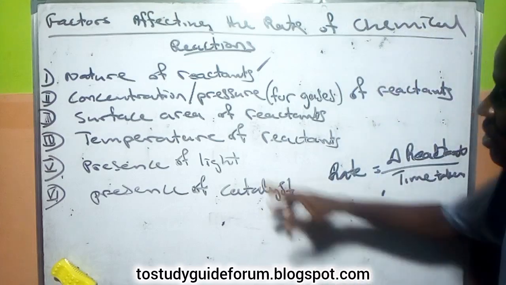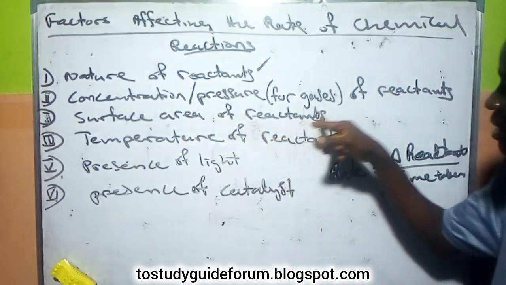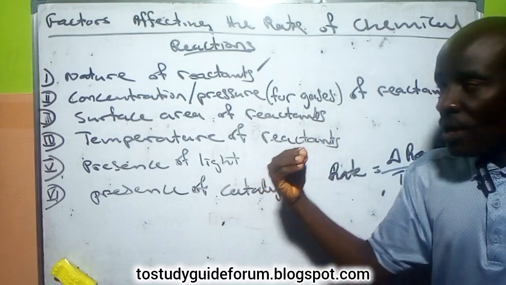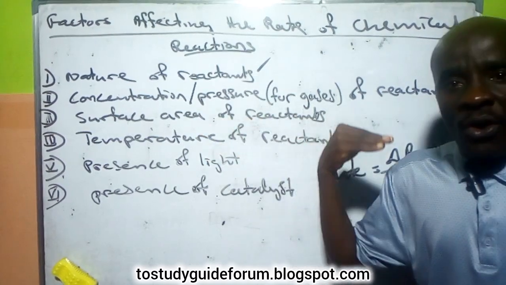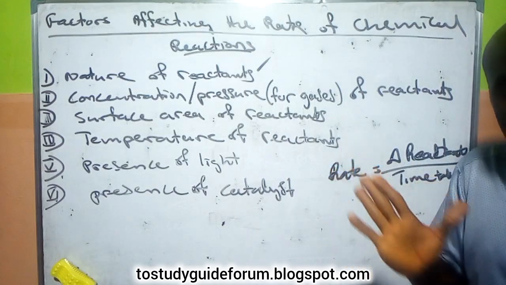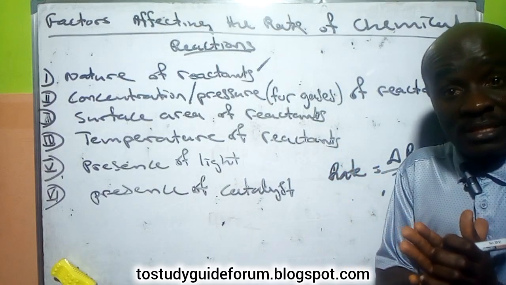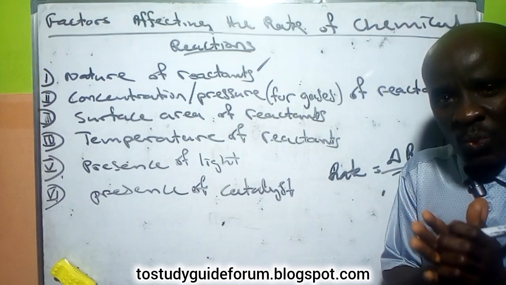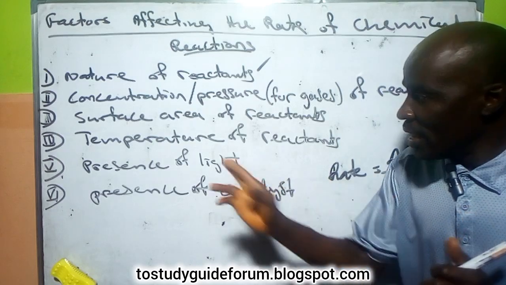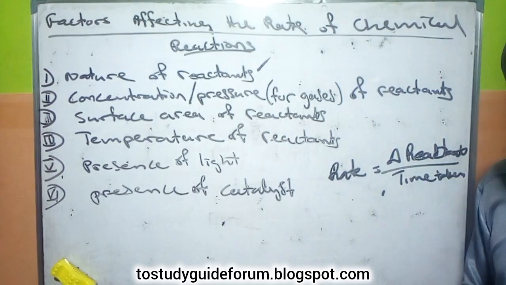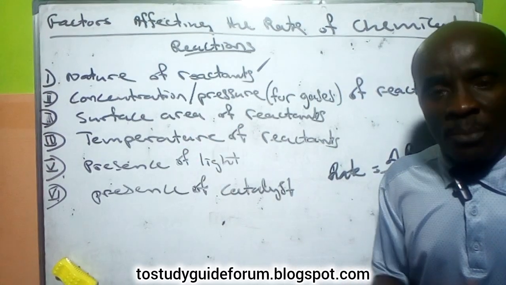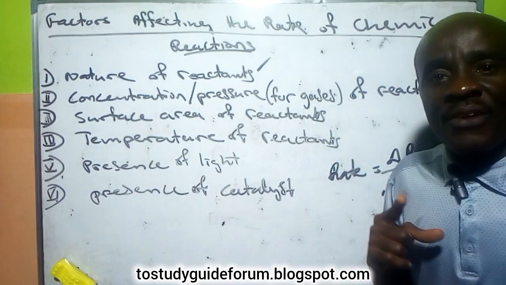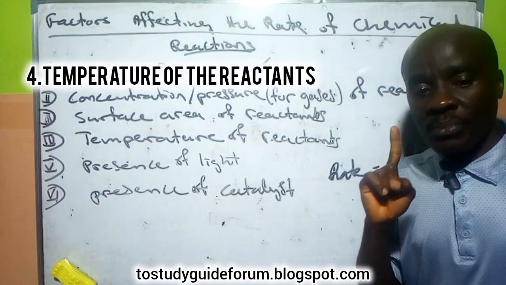So what does it mean? The surface area, what does it affect? It affects the rate of collision, because when it's in powder, the impact of the dilute acid on the powdered calcium carbonate will be higher than when it's in granules. So the reaction is ineffective when it's in granules. But when it's in powdered form, the reaction will be faster. That is why this other one also influences the frequency of the collision.